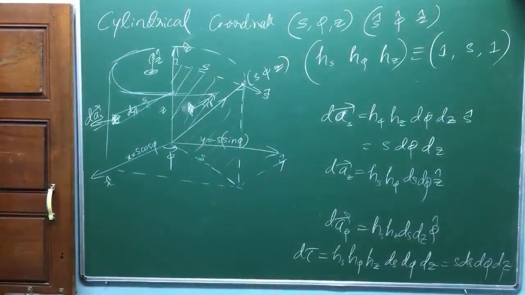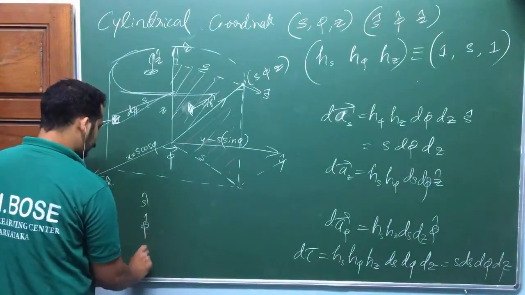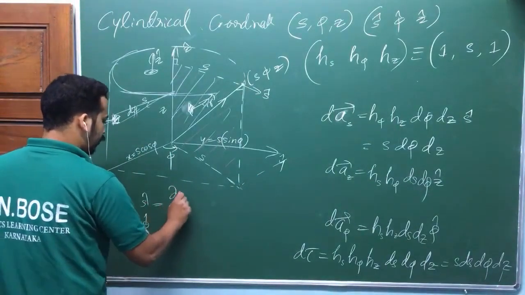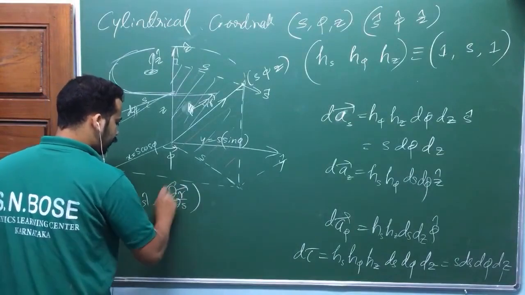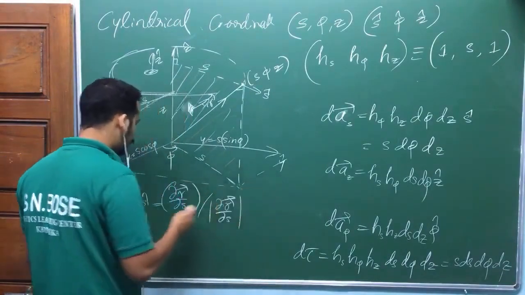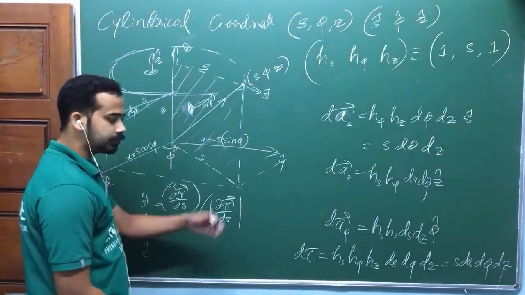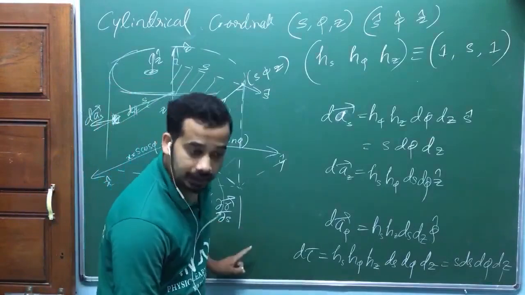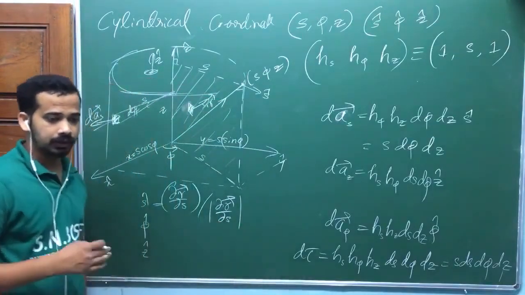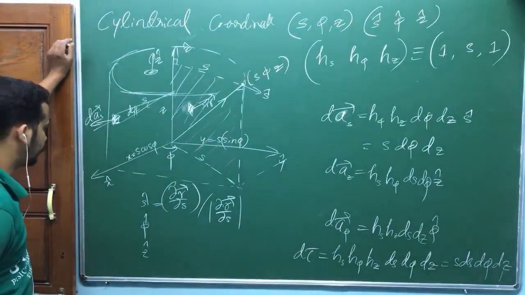Is that okay? So similarly, write this s cap, phi cap, z cap. How do you write s cap? Dou r by dou s divided by mod of dou r by dou s. Am I right? Using this one, write that new unit vector in terms of the old unit vectors, in terms of x cap, y cap, z cap. That is also required in some problems. So do everything. Let me give the homework.